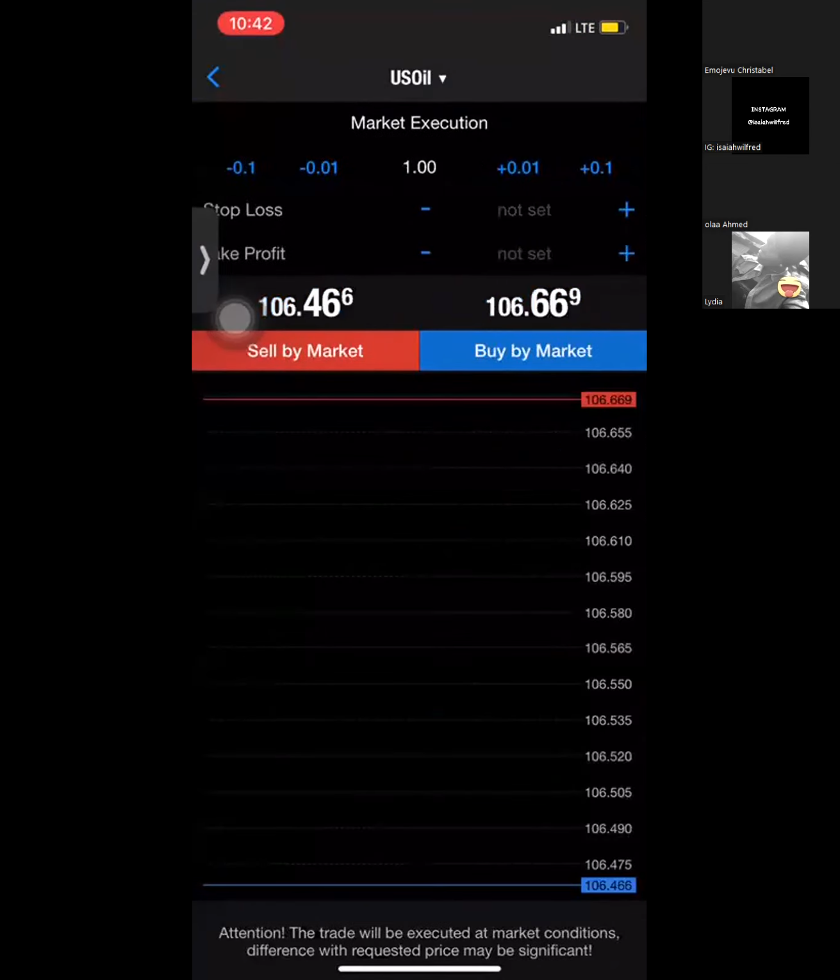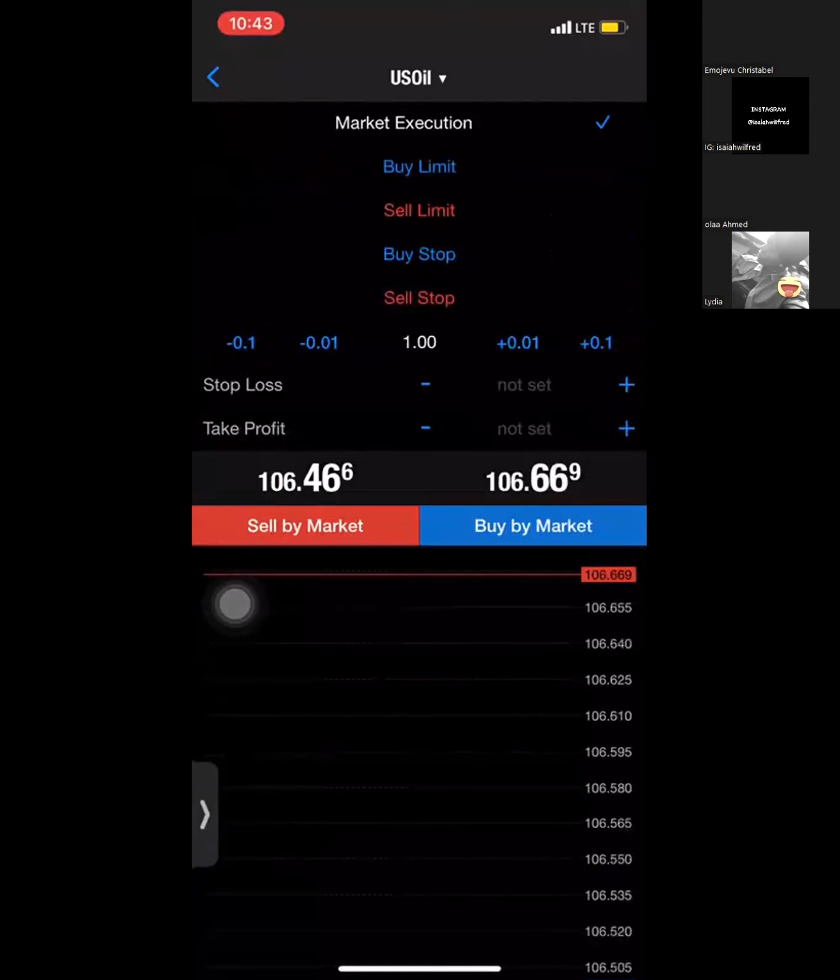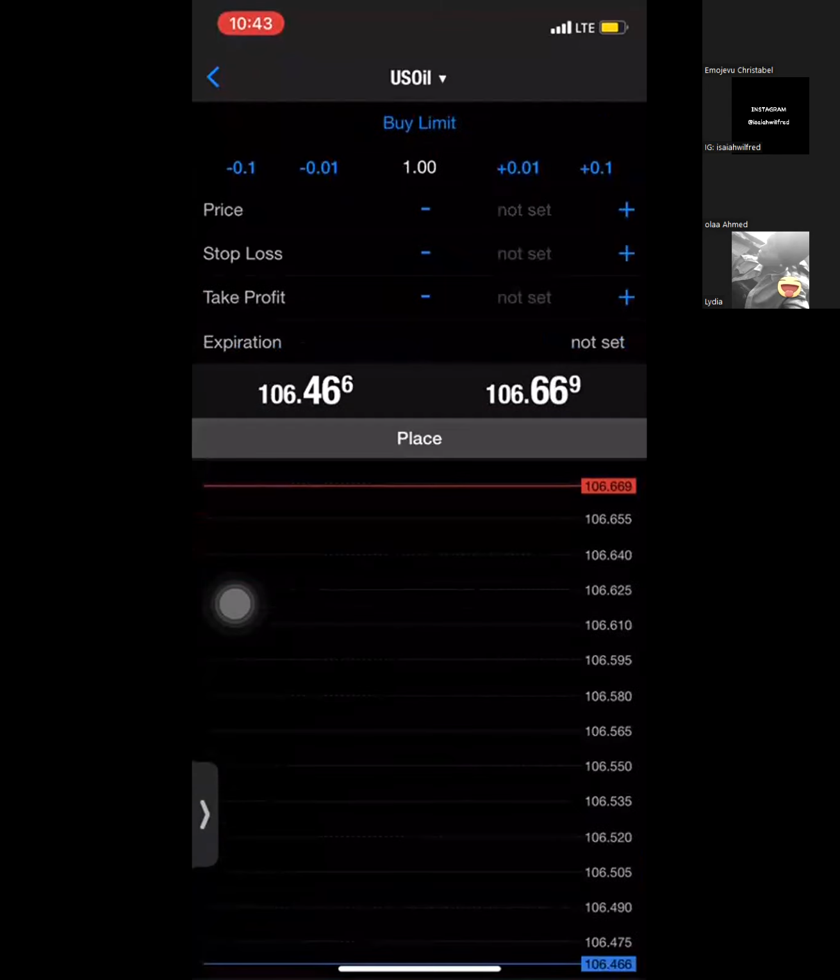Now, like I said, you have a list of orders. It's a drop-down menu. It's not just because you're seeing market execution that you feel that's the only thing there. I know somebody was asking, where is the buy limit and sell limit? I only have market execution. No, click on market execution and you're going to see pending orders. So click on buy limits. Since they told us to take a buy limit, you click on buy limits. All right, so you need to be careful.